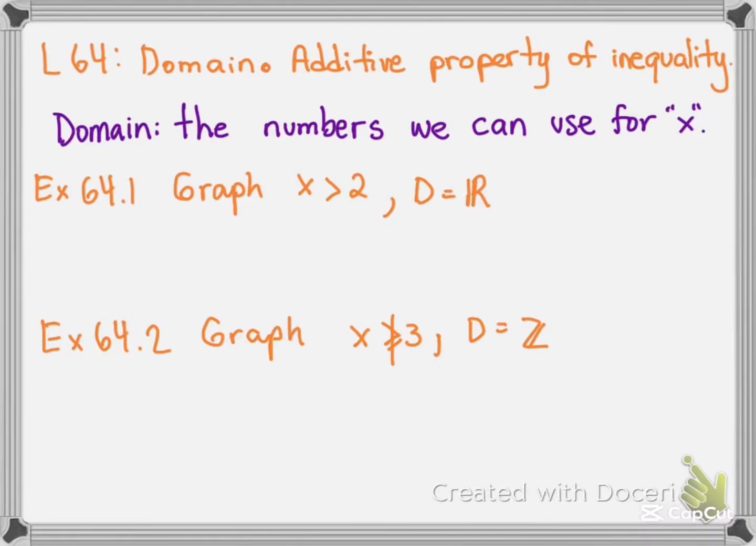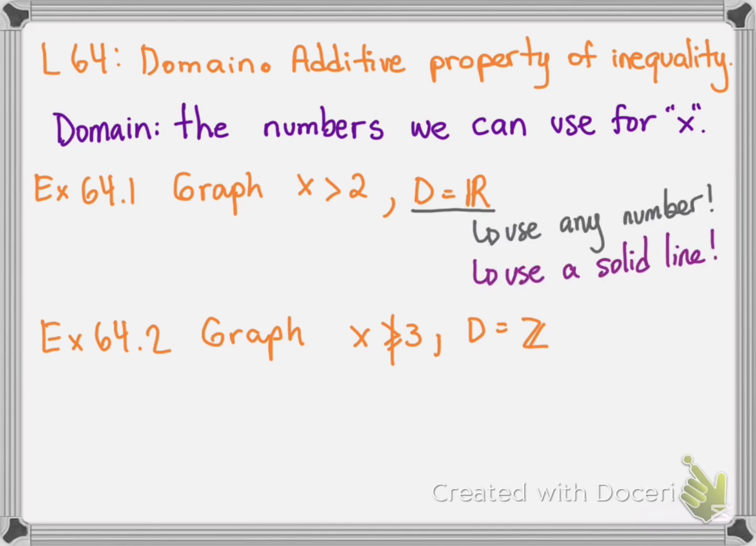Lesson 64, Domain and Additive Property of Inequality. The domain is the numbers that we can use for x. So in this case, when it says graph x greater than 2, and then it gives us this extra part here, it is saying that the domain is the real numbers, which means we can use them all. So if we can use any number, we're going to use a solid line.